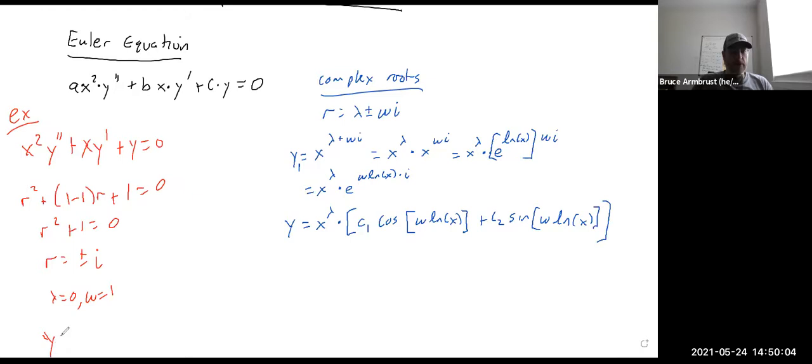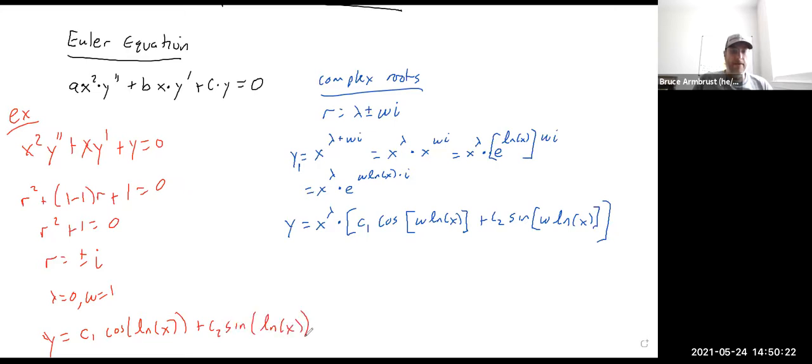So here's what our solution is going to look like. We get x to the 0, that's just 1. Then we're going to get c1 cosine of 1 times natural log of x, and then c2 sine of 1 times natural log of x. And there are your solutions. Pretty neat little form that leads to some pretty simple solutions.